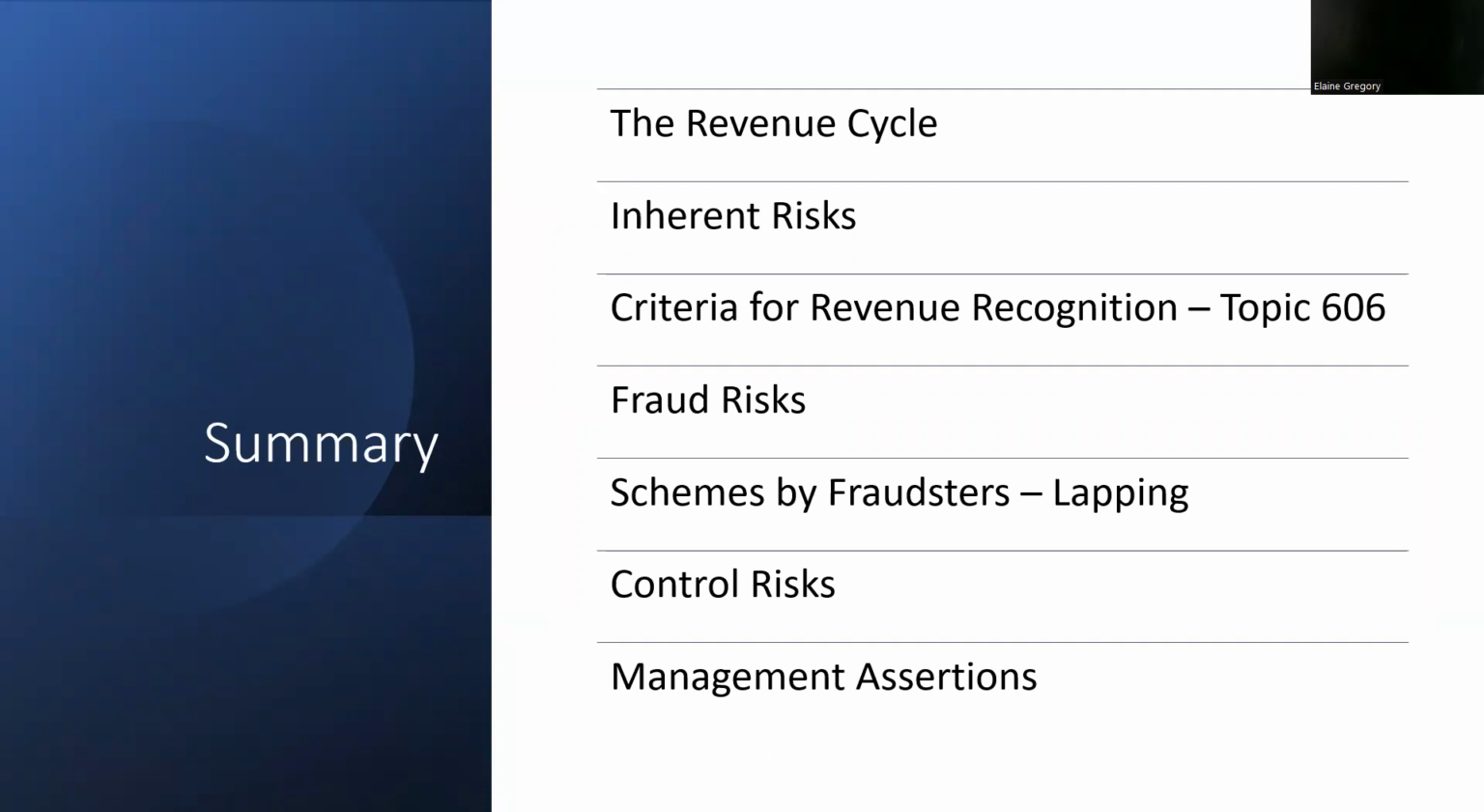So in summary of this section of Chapter 9, we took a look at the revenue cycle and the inherent risks. We looked at topic 606 for revenue recognition, knowing that that's a new change. Even though it was implemented in 2018, it is still a fairly new change for companies to comply with. What kind of fraud risks and schemes do we have? What kind of control risks can we be looking at? And what are management's assertions?